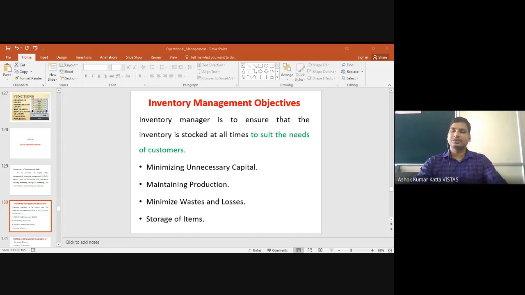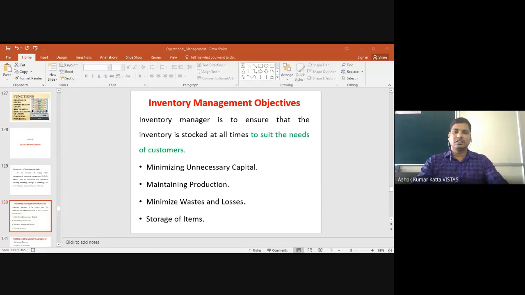So you need to focus much more on what kind of system you are following. Identify the benchmark company and what kind of strategies they are following, and compare yourself relatively. Where there is a gap, you need to have proper planning to fulfill that gap, so that you can be strong in your department. Now, inventory management objectives: here I have listed four important points.